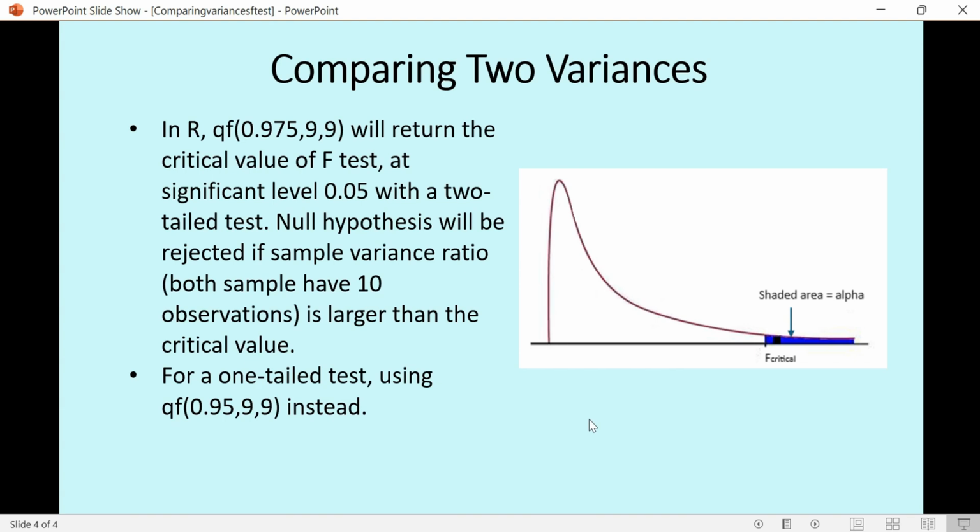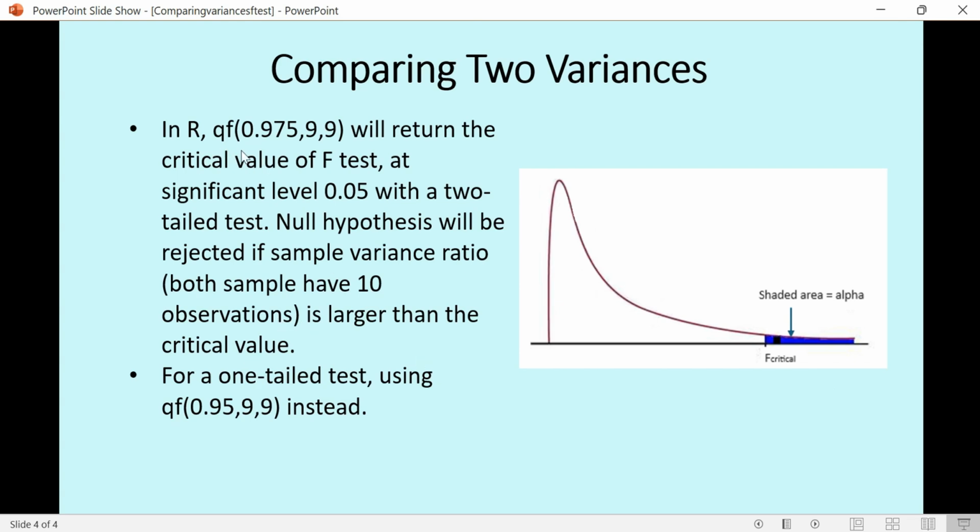Another alternative is to get the probability of observing such a large difference between the two variances. If this probability is very small, smaller than 0.05, we can also reject the null hypothesis. This is called a p-value test.